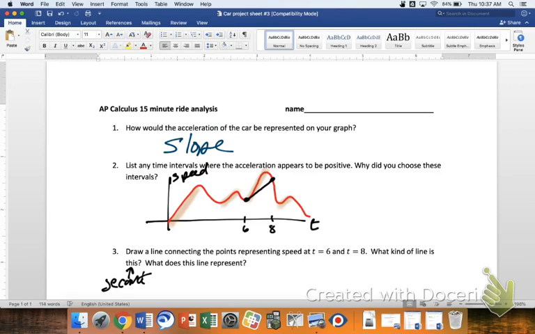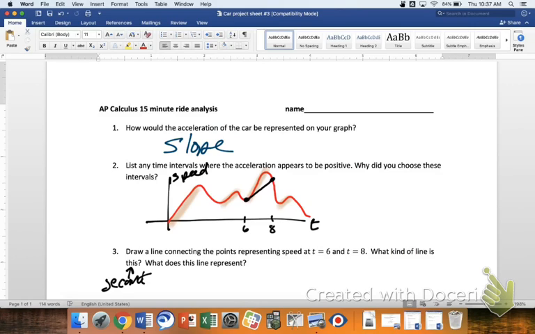Average change of speed, I think we could sum it up, average acceleration. So they both used a really key word, and that is average. So this is an average acceleration is what this secant line represents. It does not represent the acceleration at 6 or the acceleration at 8. It just represents an average acceleration between the two. Bailey, you had a question.